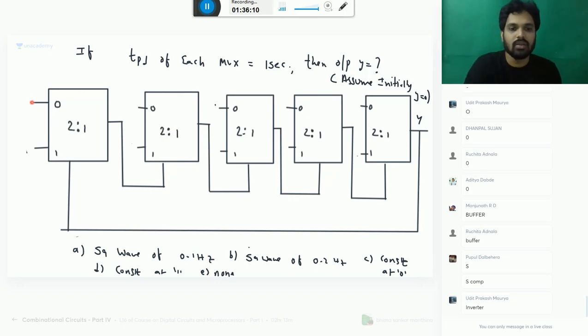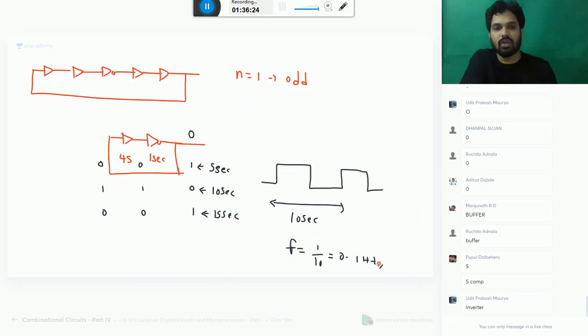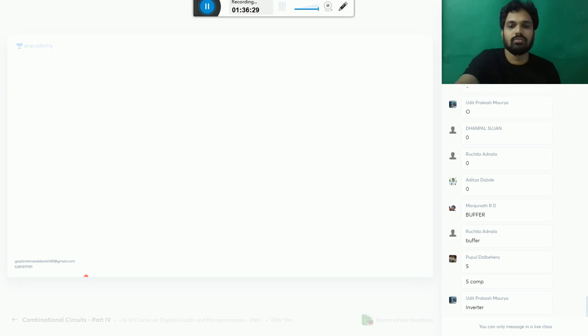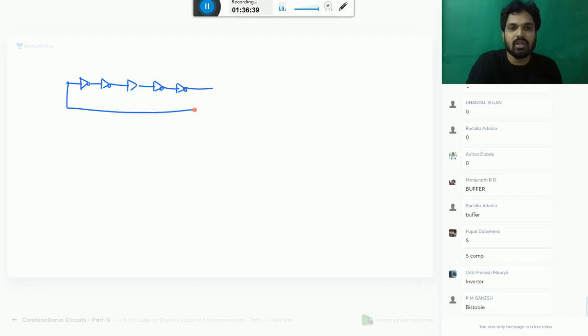I want to make all inverters except one buffer. I want to give this question. What is the question I want to give? Four inverters, one buffer. This is the example I want to give.